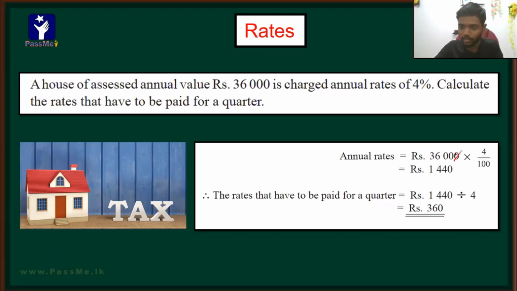You can solve it: 360 into 4. That means 1,440. So that is the annual rates that the person living in this home has to pay to the government. So the rates that have to be paid for a quarter, that is the question. Quarter. What is the meaning of quarter?